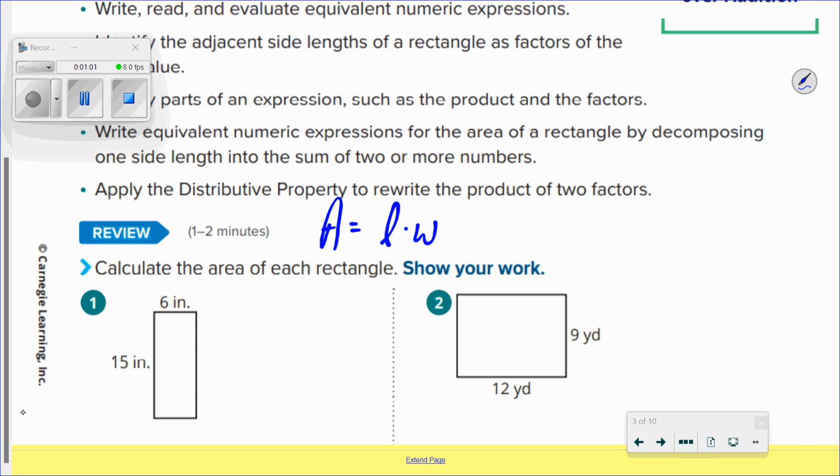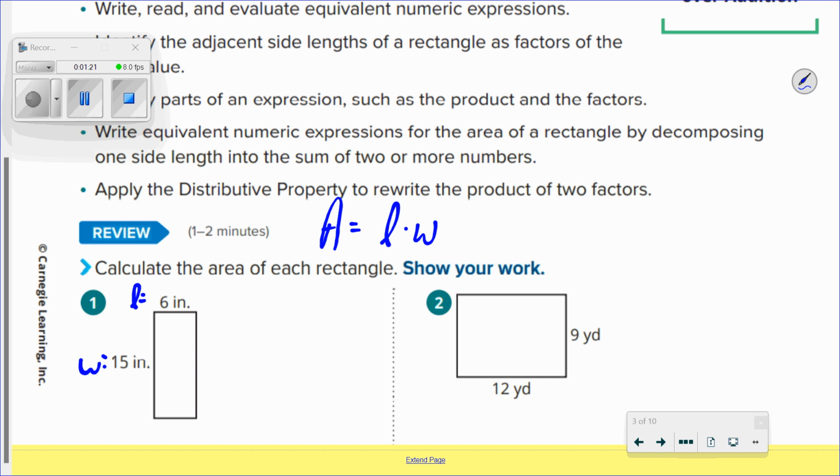So for number one, what do you think the length is? Jamal? 6. Okay, so Jamal says the length is 6. Means the 15 is what? The width. Is everybody okay with that? So here's why I like identifying it on the figure. Now it's really easy to just put it in the formula, isn't it?